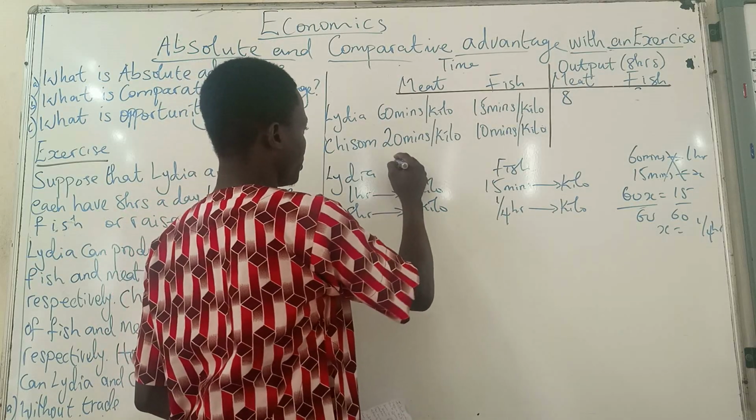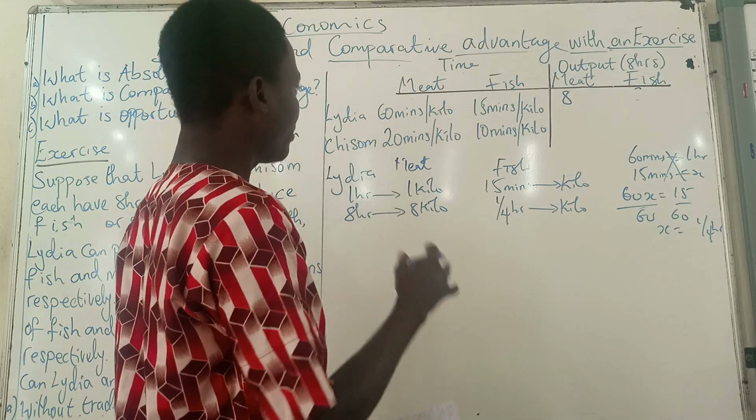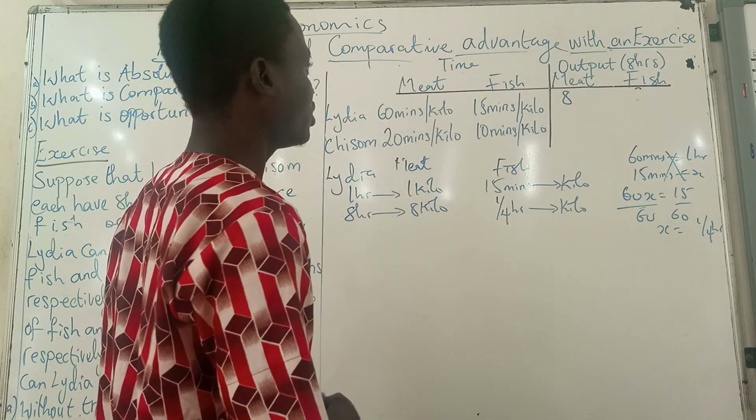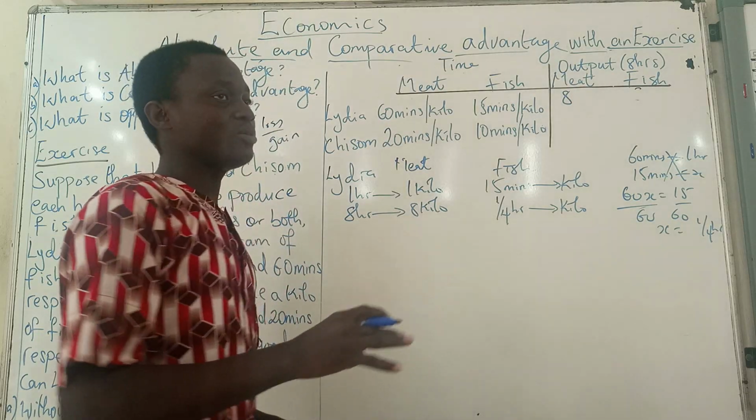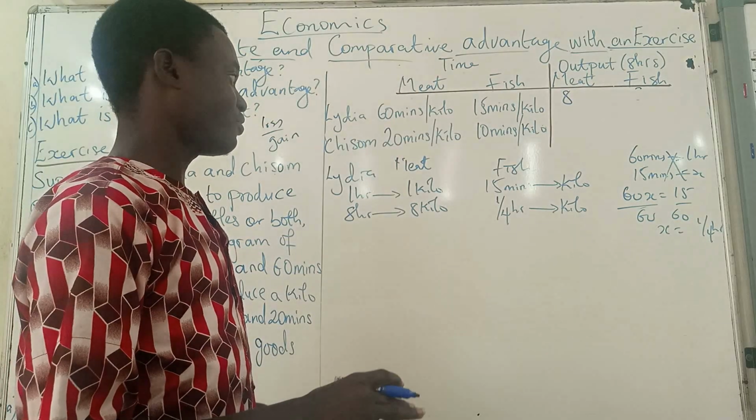Now, how many kilos of fish is she going to produce in 8 hours? We are assuming that she's not spending any time on meat. So she's spending all of her 8 hours on fish.